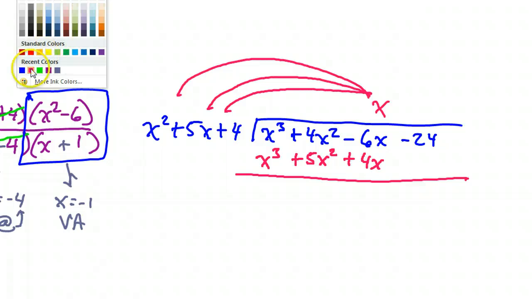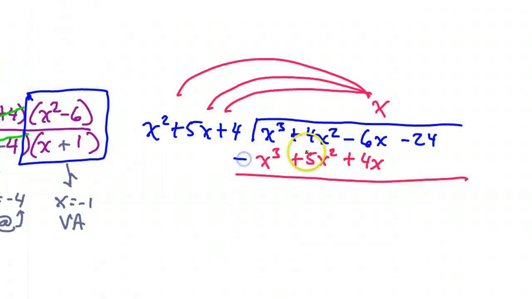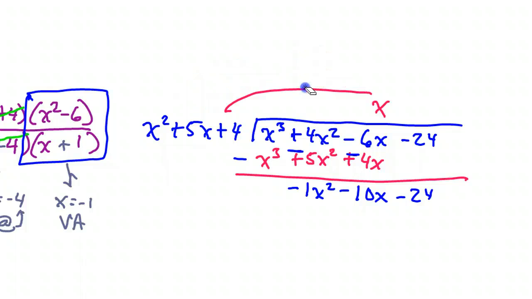Alright, we subtract by changing the sign. So this will become minus, this will become minus, everything becomes minus. So these cancel out. This is going to make negative 1x squared. Normally I don't put the 1, but it's not the end of the problem yet. These make negative 10x, and I bring down my minus 24.